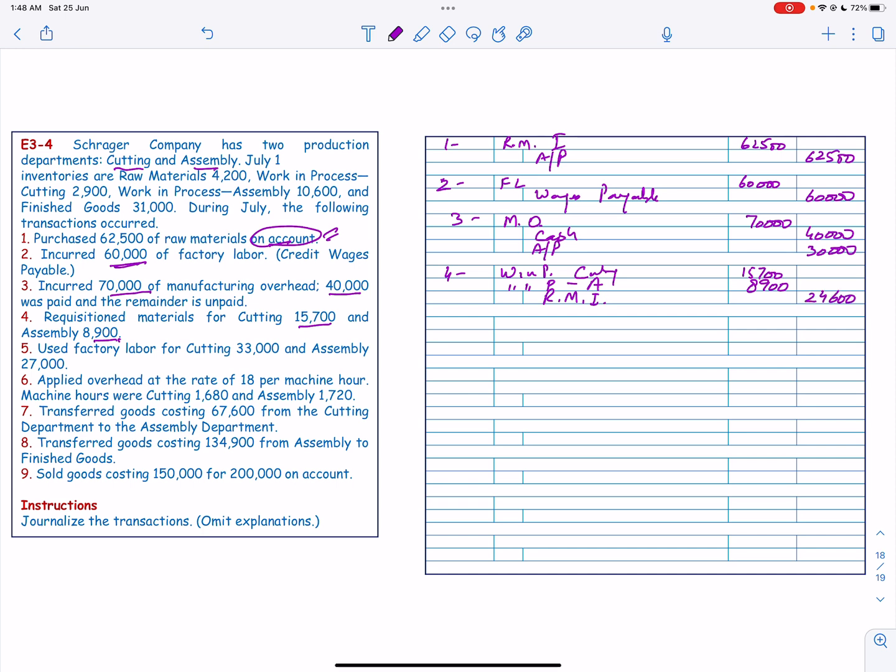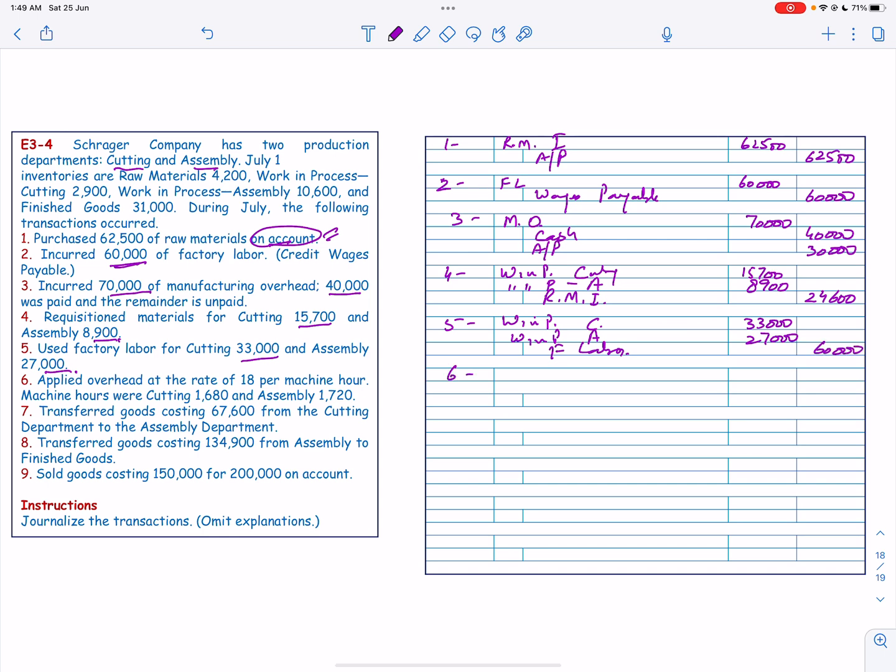We go to number 5, used factory labor for cutting 33,000 and assembly 27,000. So again work in process cutting is debit by 33,000 and work in process assembly is debit by 27,000 and factory labor is credited by 60,000.